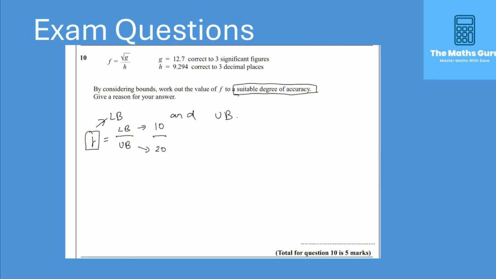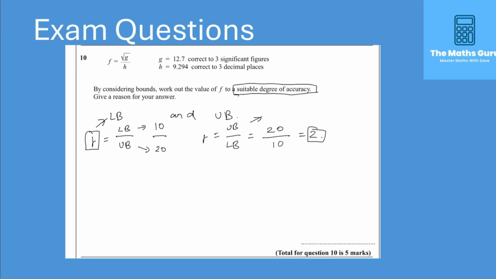So say if I was to flip this around and work out the upper bound for f, we're going to get f is equal to the upper bound for g and the lower bound of h. Now imagine the upper bound of g was 20 and the lower bound for h was 10. We're going to get a bigger number overall for our value of f. So we're going to use the different bounds of g and h to manipulate a situation where we can get the lower bound of f and the upper bound of f.